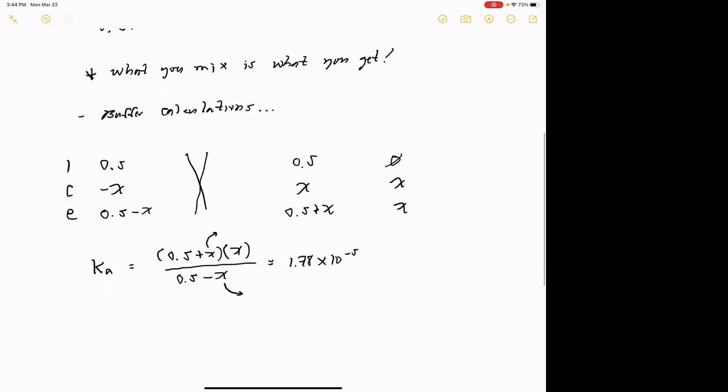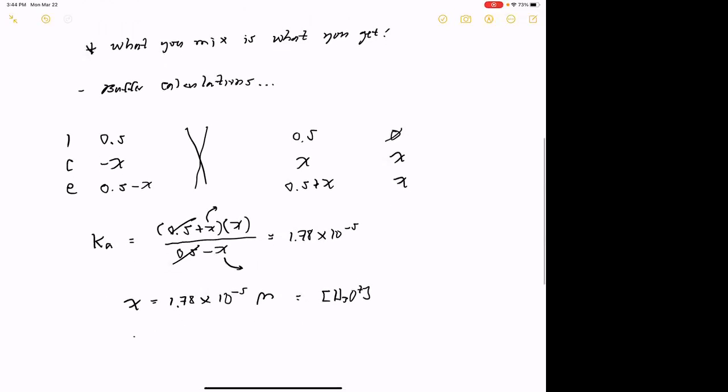So what ends up happening? The math is easy now. The 0.5 cancels with the 0.5. And what I get is X is equal to 1.78 times 10 to the minus fifth molar. And that's equal to the hydronium ion concentration. Okay. So now what's my pH? What's the negative log of that? Anybody got the number? Should still be acidic. It's just not going to be very acidic.